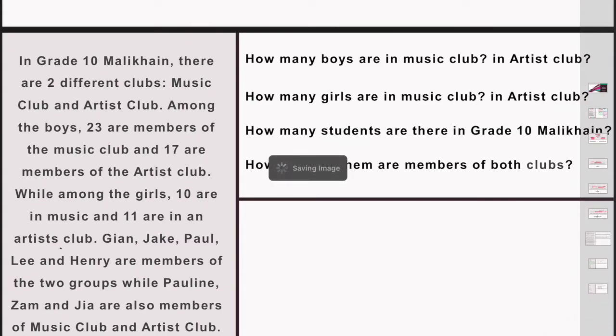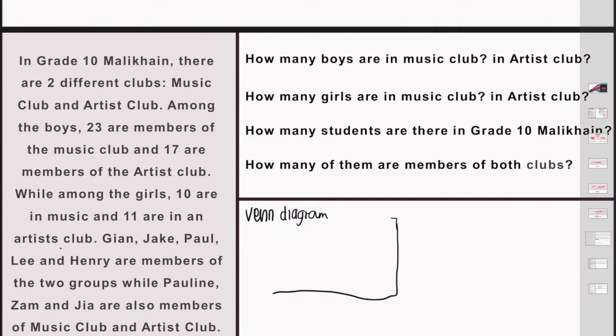So for us to be able to answer this question, we have to make a Venn diagram. Do you remember your Venn diagram? So for the Venn diagram, we have first to create our universal set. So let's make our rectangle here, and let's label it as grade 10 Malikhain.